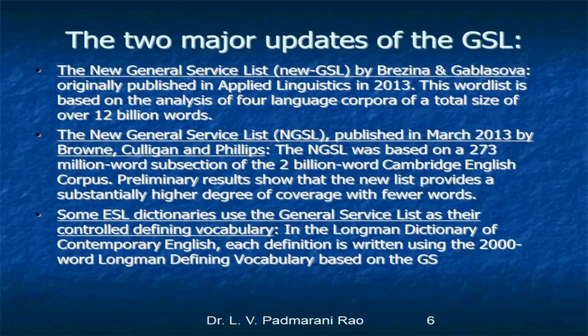Some ESL dictionaries use the General Service List as their controlled defining vocabulary. In the Longman Dictionary of Contemporary English, each definition is written using the 2000 word Longman defining vocabulary based on the general list of Michael West.